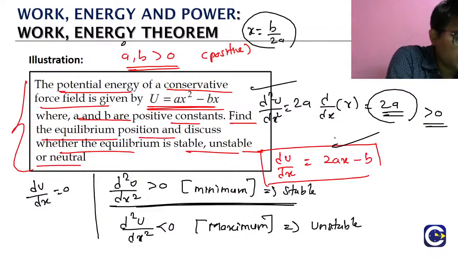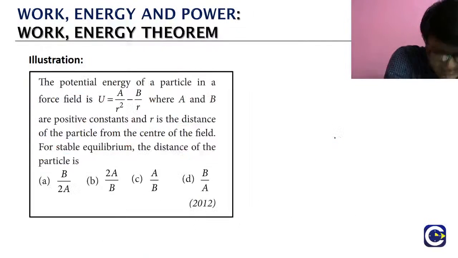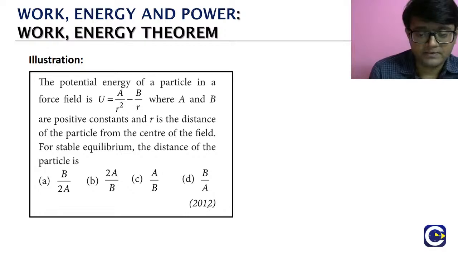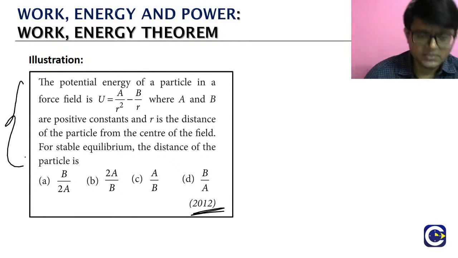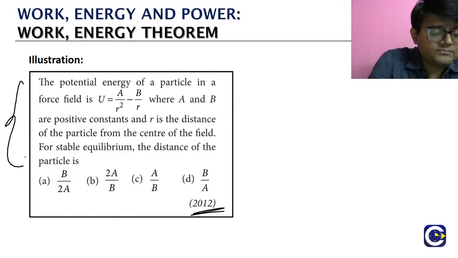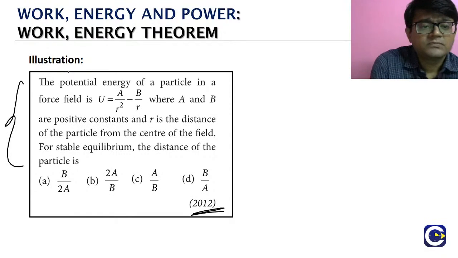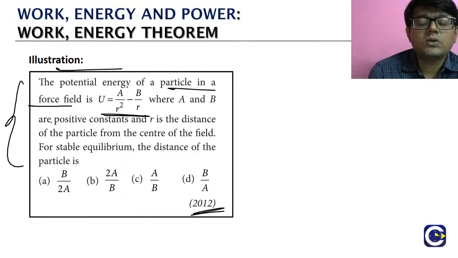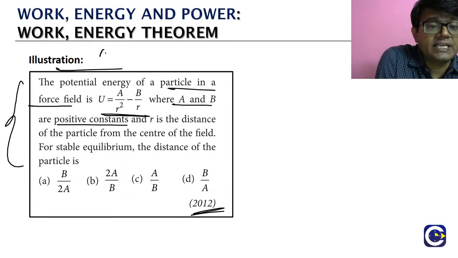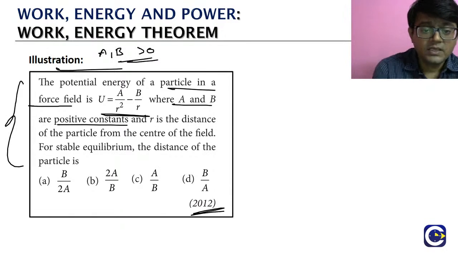Okay, good. So if we look at a question that has come in the 2012 paper as it is, I think totally 2 or 3 times this question has come in the model question based on the equilibrium. The potential energy of a particle in a force field is U is equal to A by R square minus B by R, where A and B are positive constants. Here A and B are positive constants.